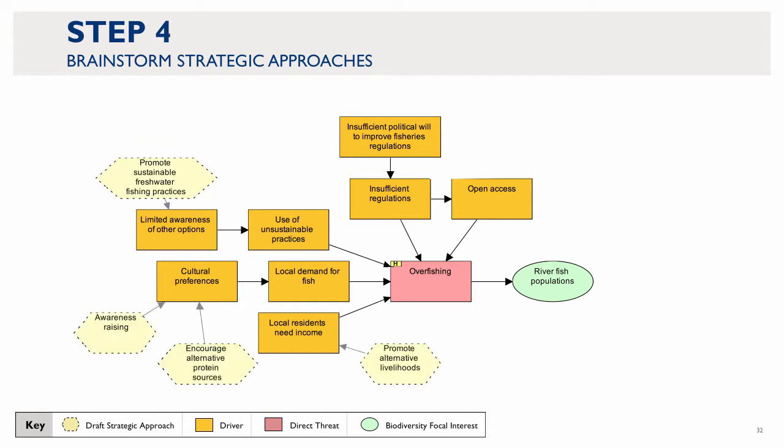In the Grand River example, you can see that the design team brainstormed 5 potential strategic approaches to influence the drivers of the threat of overfishing. In the next presentation, we will look at prioritizing and selecting draft strategic approaches.